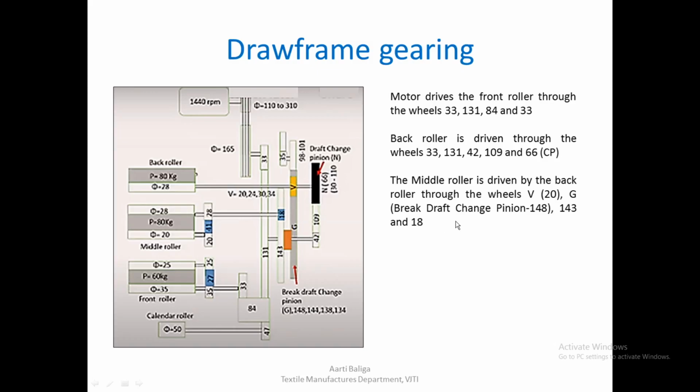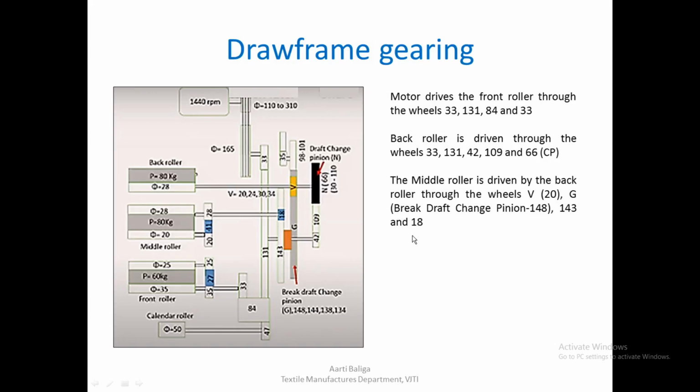Then we come to this wheel, that is G, which is shown here, and it is known as a brake draft wheel because from the back roller whatever speed is coming, it is coming to the middle roller, and by changing this G, again we are not changing any other speed except the second roller. So only the ratio between the back and the second roller will change, and it will not affect any other speeds in the machine. So if you want to change the brake draft, this is the wheel that we need to change.